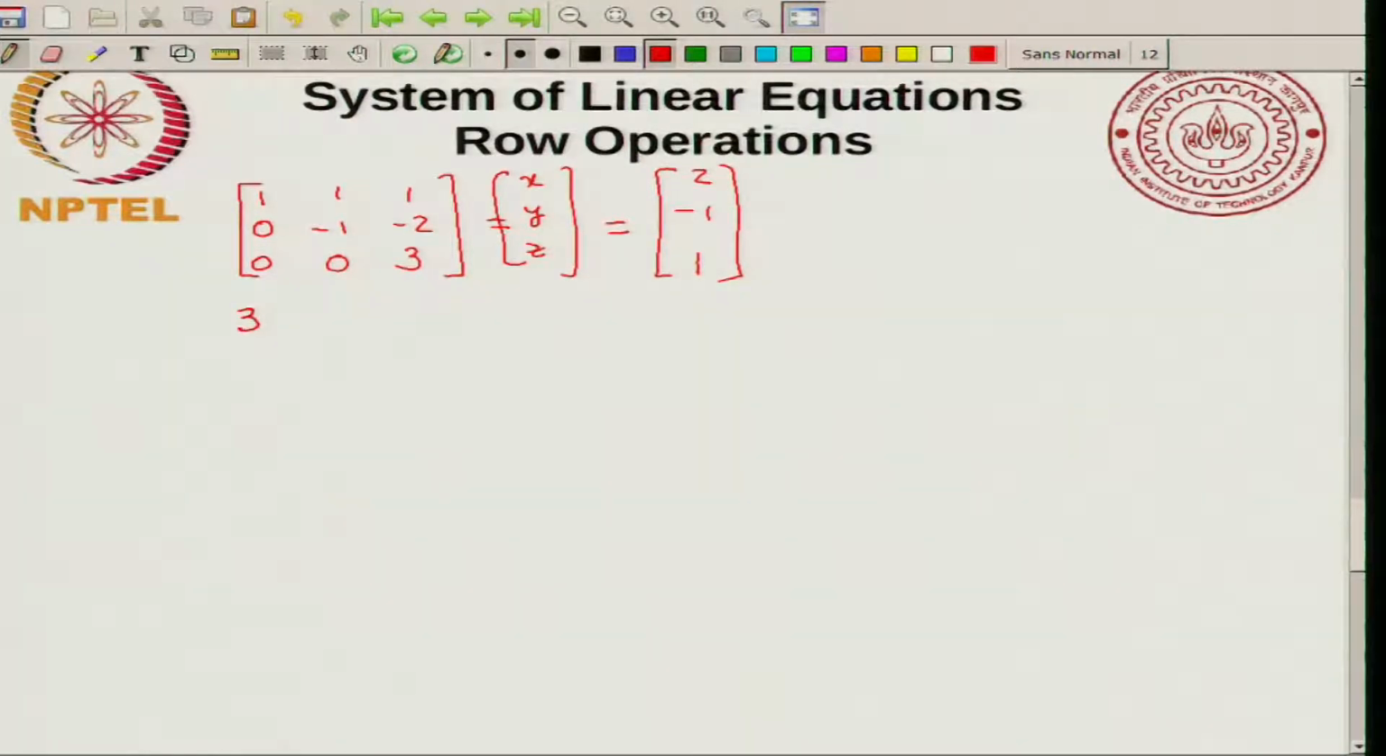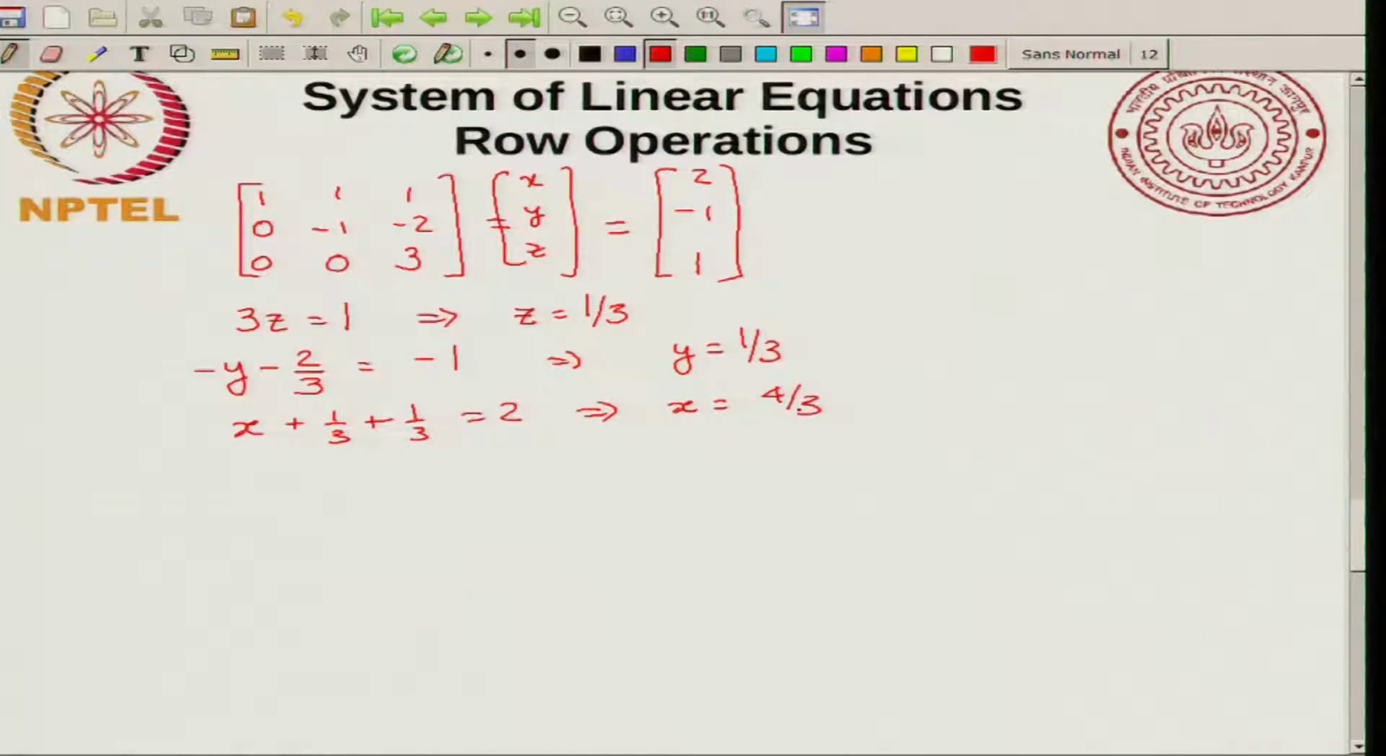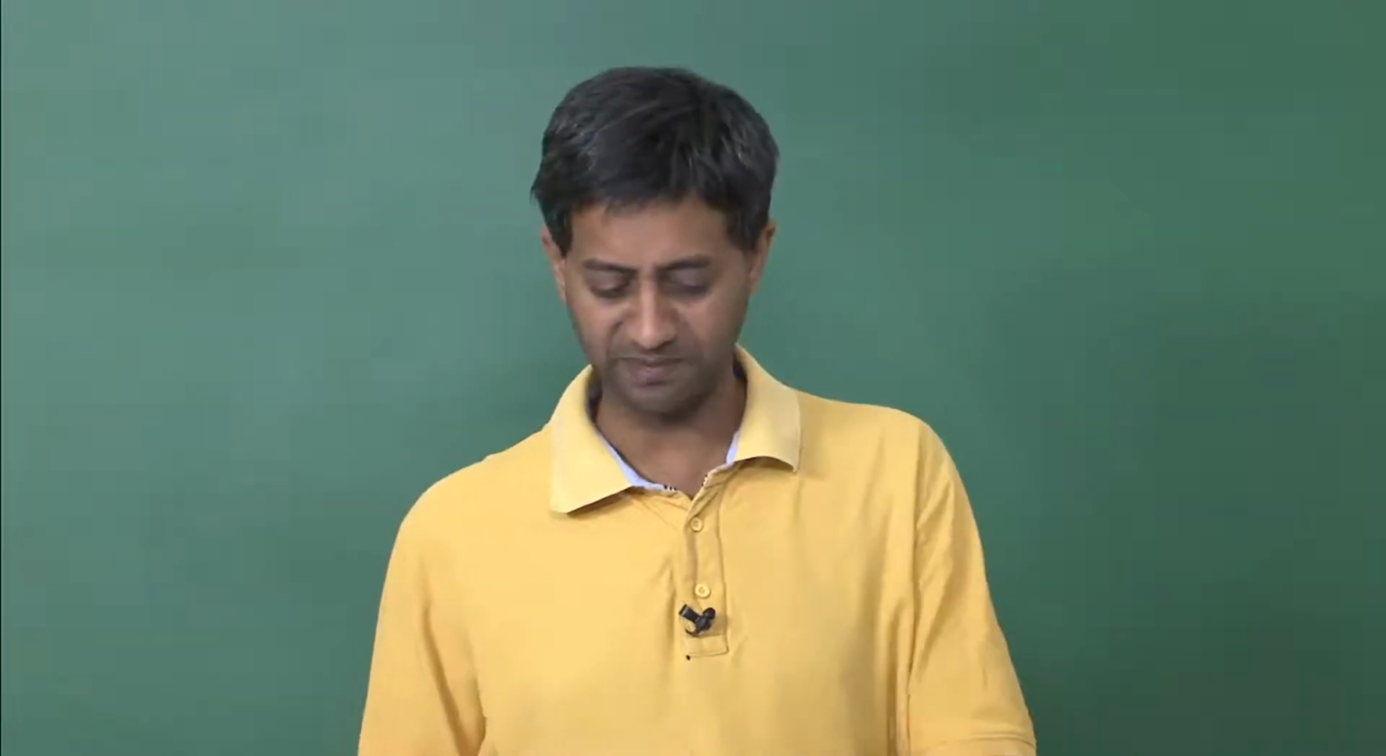The third equation says 3z equal to 1, which implies z equal to 1 by 3. Immediately, you do not have to calculate any determinants. The second equation says minus y minus 2 times z, so 2 by 3, is equal to minus 1. So, this implies y equal to 1 by 3. And now you have z equal to 1 by 3, y equal to 1 by 3, and you look at the first equation: x plus 1 by 3 plus 1 by 3 equal to 2 implies x equal to 4 by 3. So, using these row operations, we solved this system of equations without using Cramer's rule or determinants.